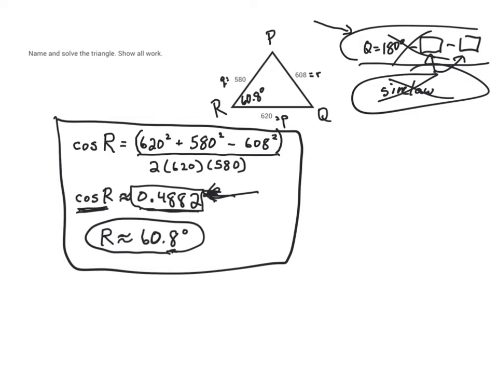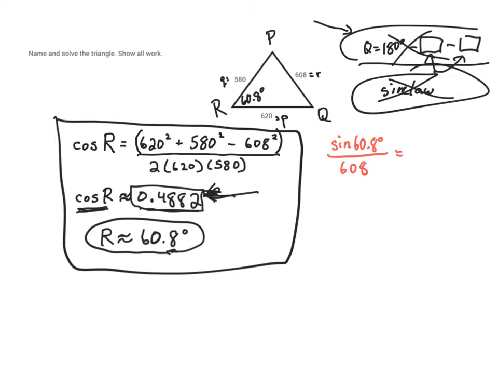Do I now know a side and an angle that are opposite to each other? Oh yeah, well I know little r and big R now. Little r is 608, big R is 60.8 degrees. Oh, that's a nice coincidence. That's just a total coincidence, 60.8 and 608. Anyway, so let's use it. All right, so we're going to say sine of 60.8 degrees over 608. I always use the 2 that I know on the left-hand side.